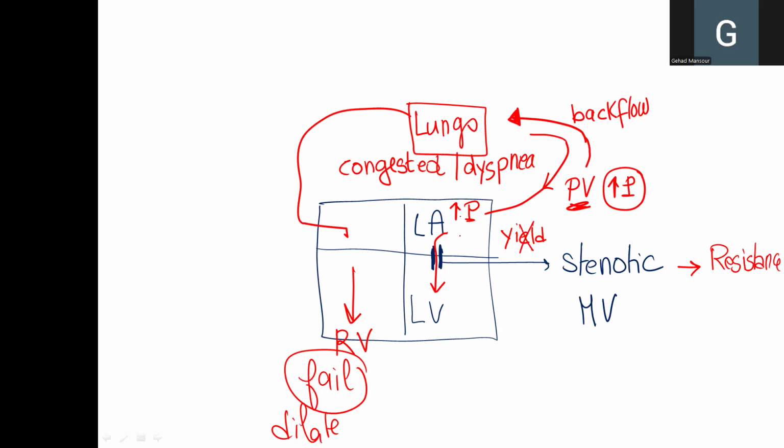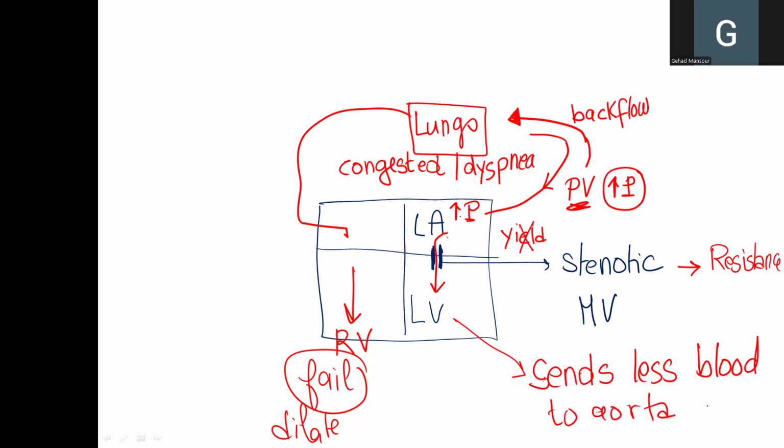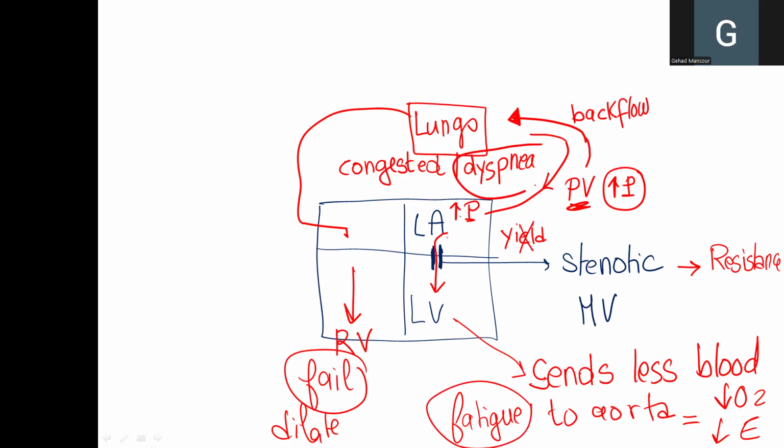On the other hand, because there is less blood that passes from the left atrium to the left ventricle, the ventricle sends less blood to the aorta. Sending less blood to the aorta simply means sending less blood to the body. And if the whole body receives less blood, this means what? It receives less oxygen, it produces less energy, and that's why the patient is always fatigued, dizzy, and all these cardiac symptoms that the patients suffer from.